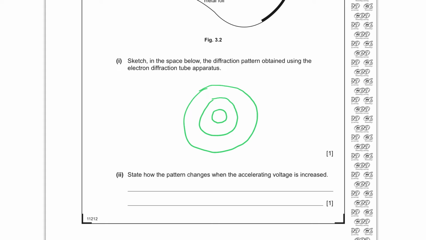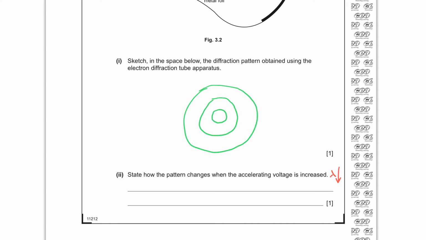Part 2, state how the pattern changes when the accelerating voltage is increased. So remember that lambda is h over p, and if you increase the accelerating voltage, the electrons will go faster, so p will increase and lambda will go down. So increasing the voltage makes lambda go down. So you have to ask yourself what would happen here if lambda was smaller. Well, if the gap stays the same and lambda gets smaller, then the diffraction will move in, the orders will come in.